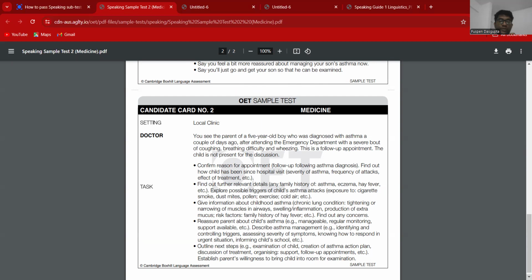Then find out the parent's concerns, and reassure the parent that the child's asthma is manageable, regular monitoring is required, and support is available. Describe asthma management: identifying and controlling triggers, assessing severity of symptoms, knowing how to respond in an urgent situation, and informing the child's school. Outline the next steps: examination of the child, creation of an asthma action plan, discussion of treatment, support, follow-up appointments. Establish the parent's willingness to bring the child into the room for examination.